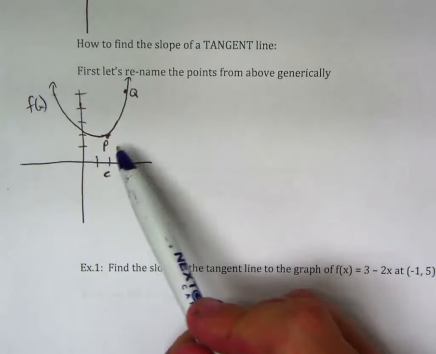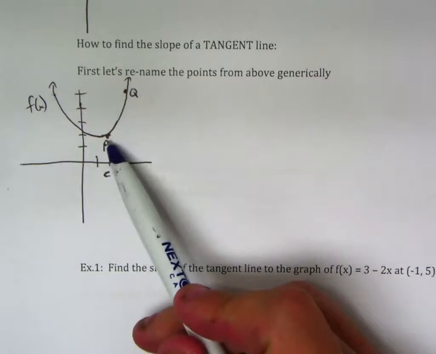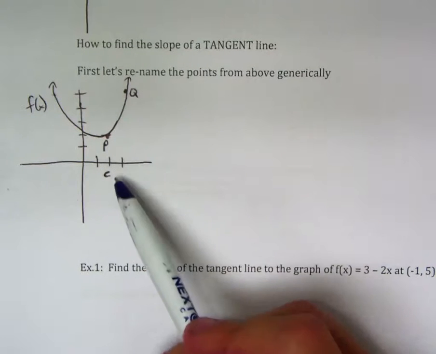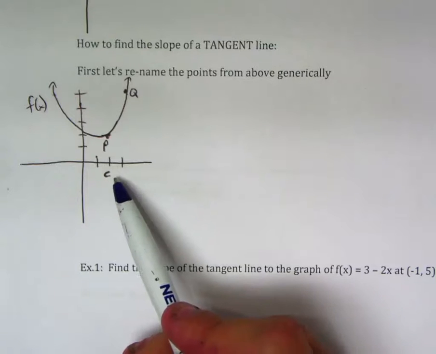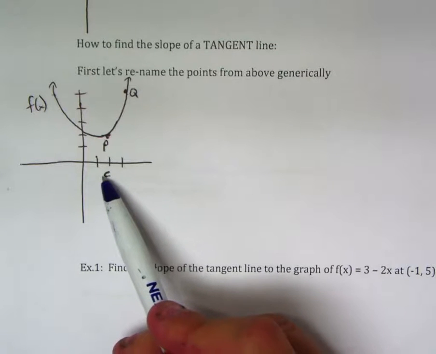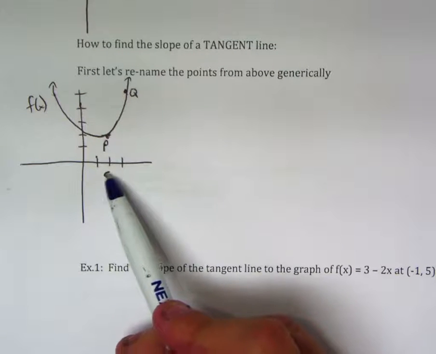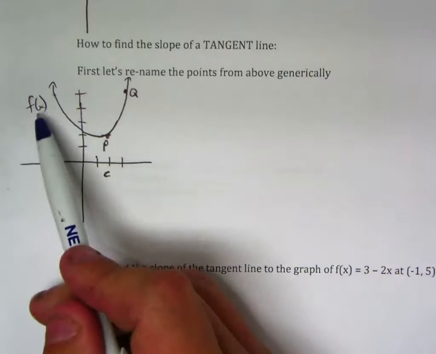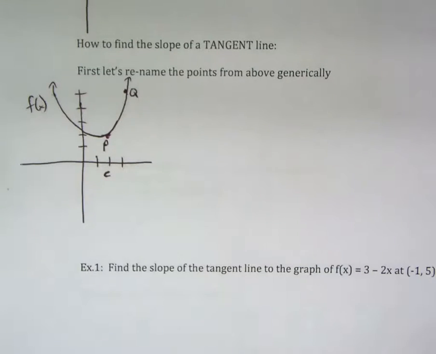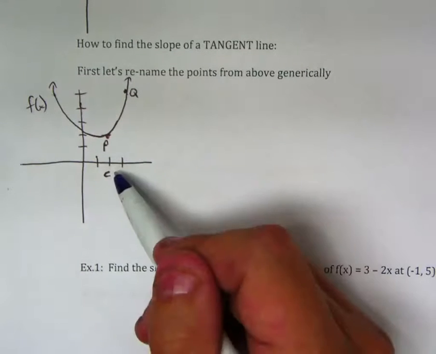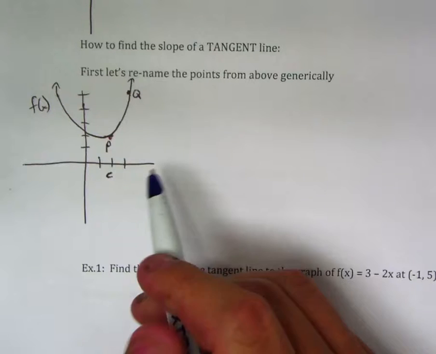So I want to name these points generically, all right? I have point P and point Q, and I want to name them generically, and you'll see what I mean. I don't want to put number values to them, all right? We have an x value of C right here. We have f of x, so this graph is f of x. And so I'm going to notate a few things here. And the way I'm going to notate this is important for you to understand.